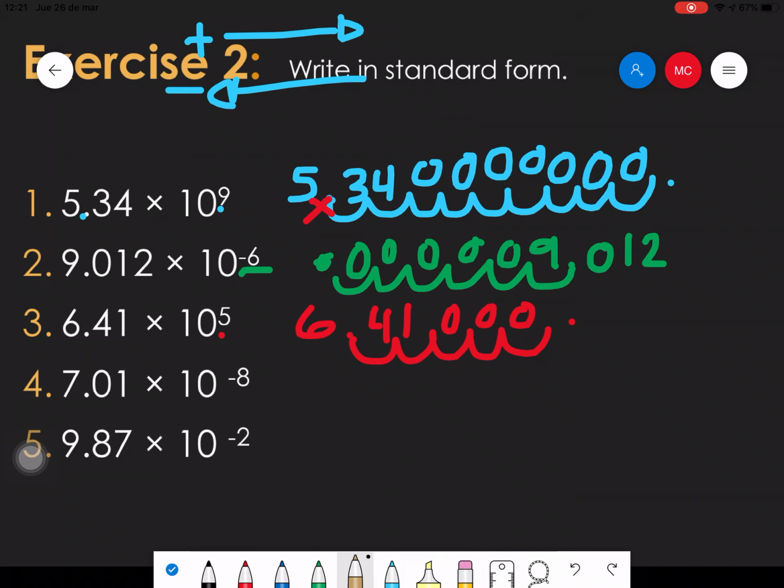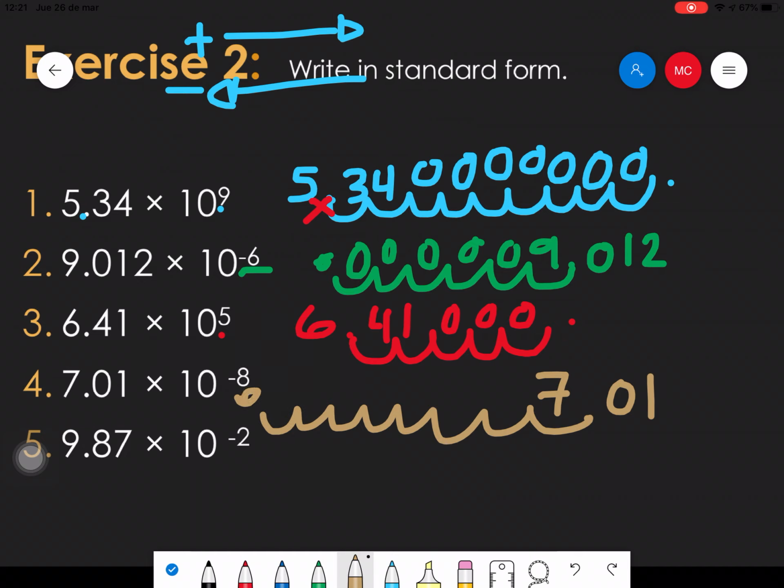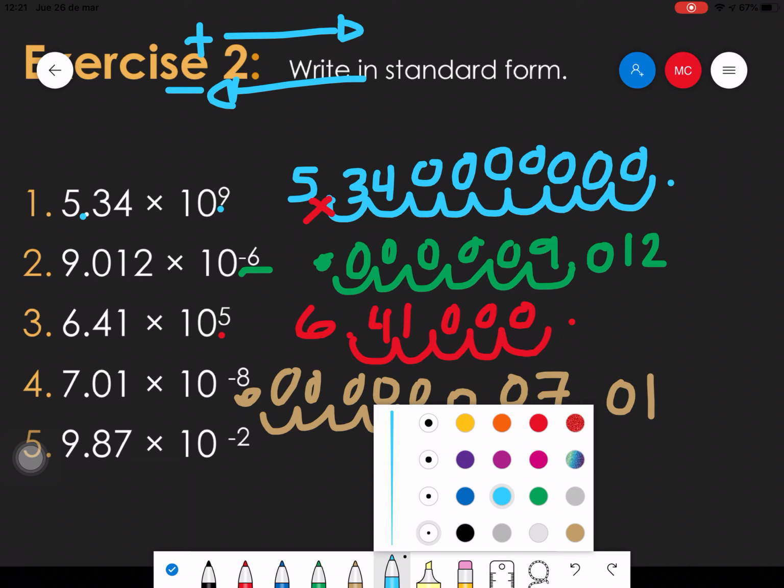Then the next one is negative, so I'm gonna move to the left 8 times. So it's oops, this is way too big. Sorry. So it will be 7.01, and I need to move to the left 8 times. So 1, 2, 3, 4, 5, 6, 7, 8. The decimal point now goes here, and I fill with zeros. Count the zeros that you're writing, because if you don't count properly, I'm gonna count it as a wrong answer.